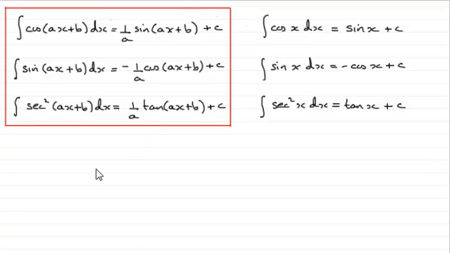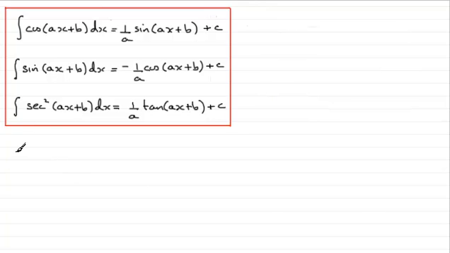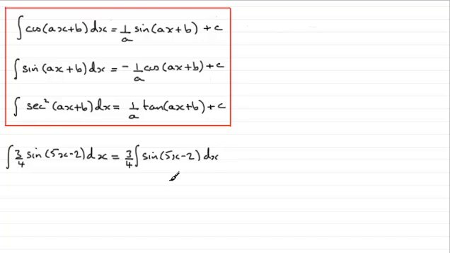Now for the moment then, what we'll do is a few examples, and then I will give you a short exercise to do afterwards. So for the first example, let's just integrate 3/4 of the sine of (5x - 2) with respect to x. Now, when you get a constant in front of a trig function, or any function for that matter, you can pull it out in front of the integral. So we've got 3/4 times the integral of sine of (5x - 2) with respect to x.